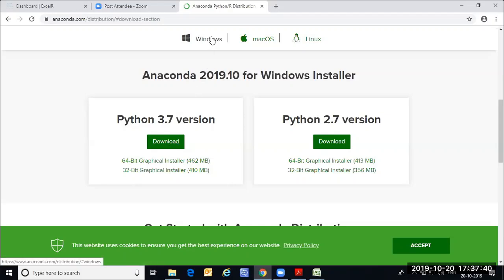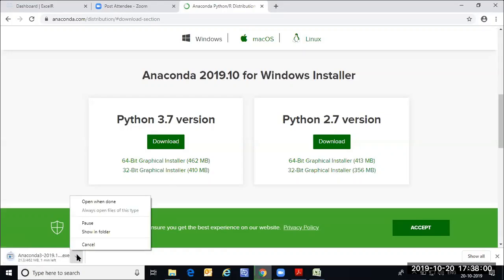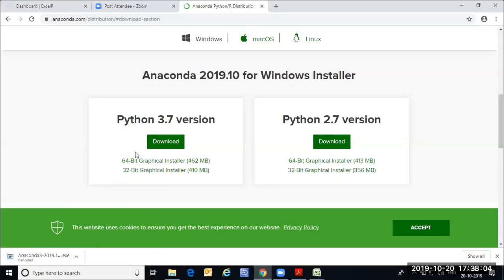So make sure you click on Windows and then download the Anaconda distribution software relevant to Python 3.7 because the Python version which we installed is 3.7.3, right? Then you click on this download and don't try it out here because it's a very huge file. Make sure your internet speed is very good when you're downloading this and installing Anaconda, especially.